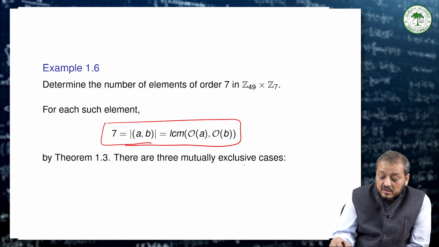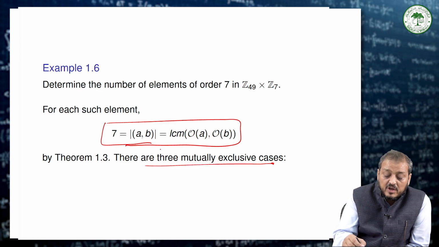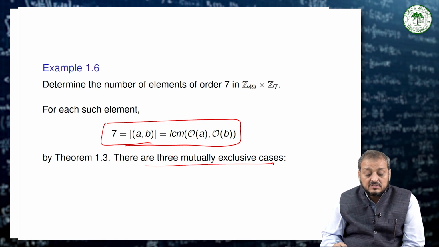So there are three mutually exclusive cases. We have a possibility, or the three cases are there.